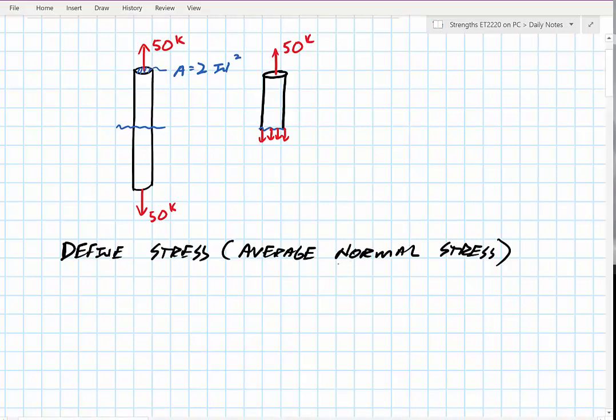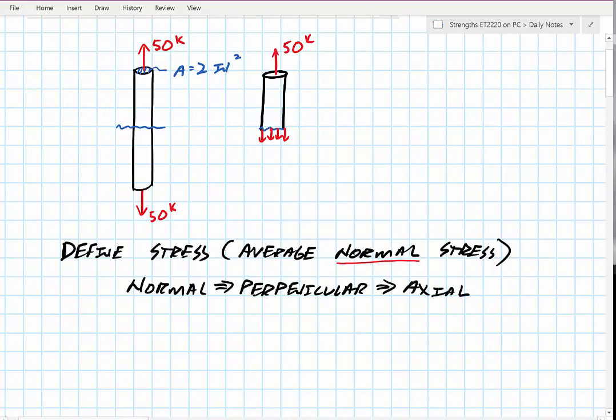I should point out that with this term normal, what does normal mean? Normal means perpendicular, or another way that you'll hear it often called, in fact I'll do this quite a bit, is I'll call it an axial stress. Axial stress meaning it's this long axis of our material.